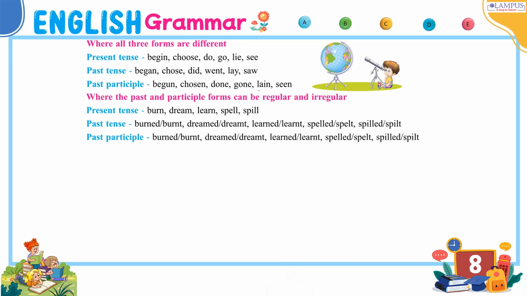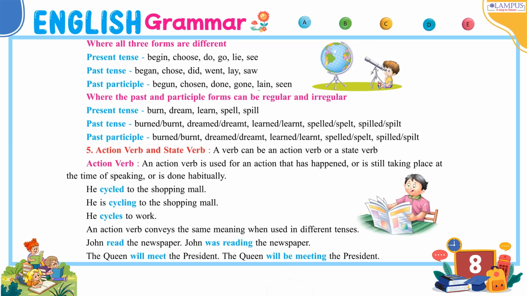Where the past and participle forms can be regular and irregular. Present tense: burn, dream, learn, spell, spill. Past tense: burned or burnt, dreamed or dreamt, learned or learnt, spelled or spelt, spilled or spilt. Past participle: burned or burnt, dreamed or dreamt, learned or learnt, spelled or spelt, spilled or spilt.